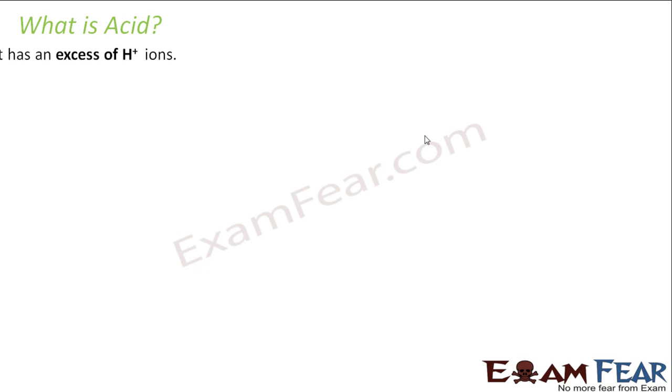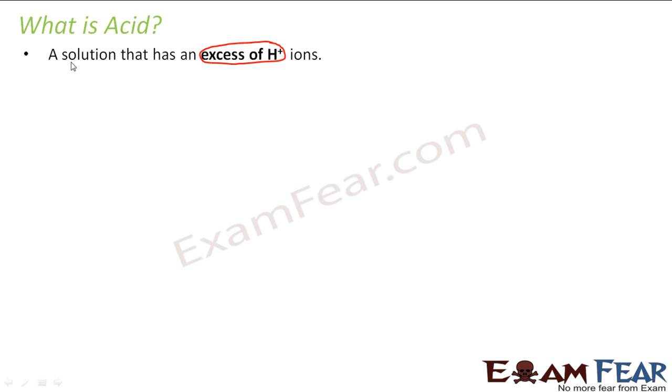What is acid? Acid is nothing but a solution that has excess of H plus ion. Please note, it has excess of H plus ion. So it is a solution which has excess of H plus ion, and they are sour in taste. So there are two properties of acid we know. First thing, they are sour in taste, and second thing is they have excess of H plus ion.